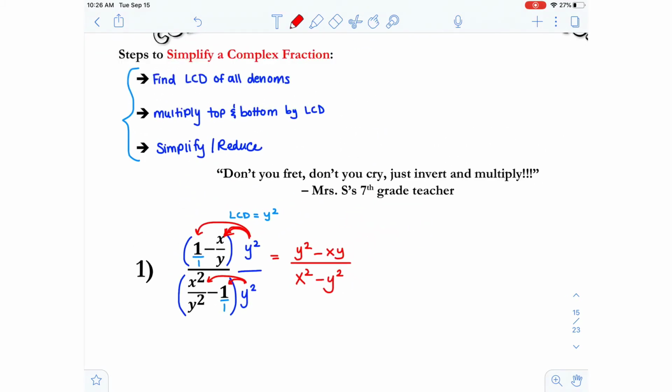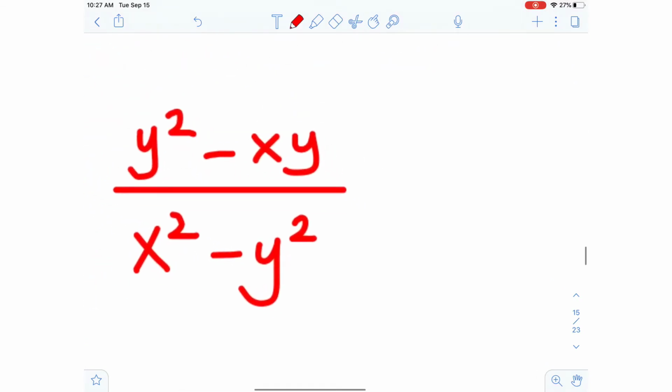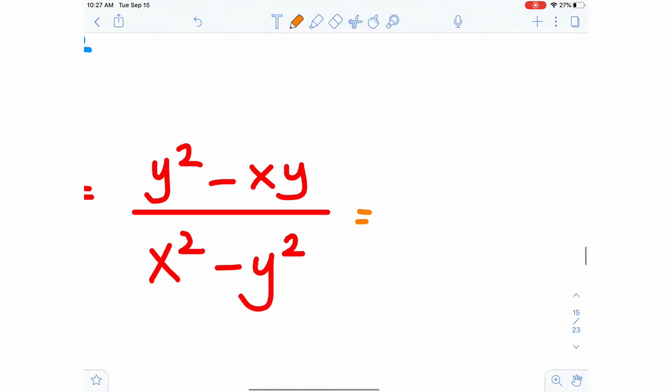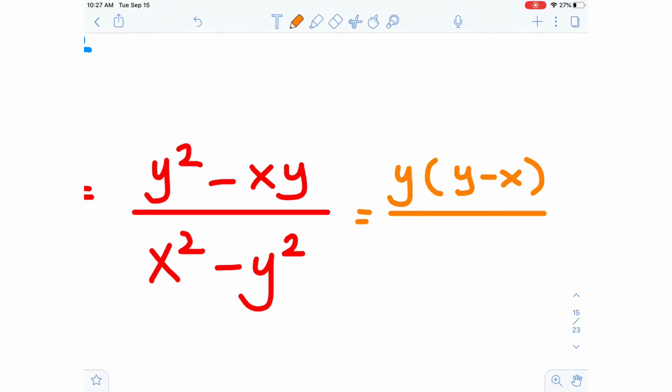So I have now found the LCDs, multiplied the top and bottoms by the LCDs. When I do that, all the mini fractions should be canceled out or reduced, and now I can reduce the big fraction. So here on top, I can pull out a y, and I'm left with a y minus x. On the bottom, I can factor to x plus y, x minus y.